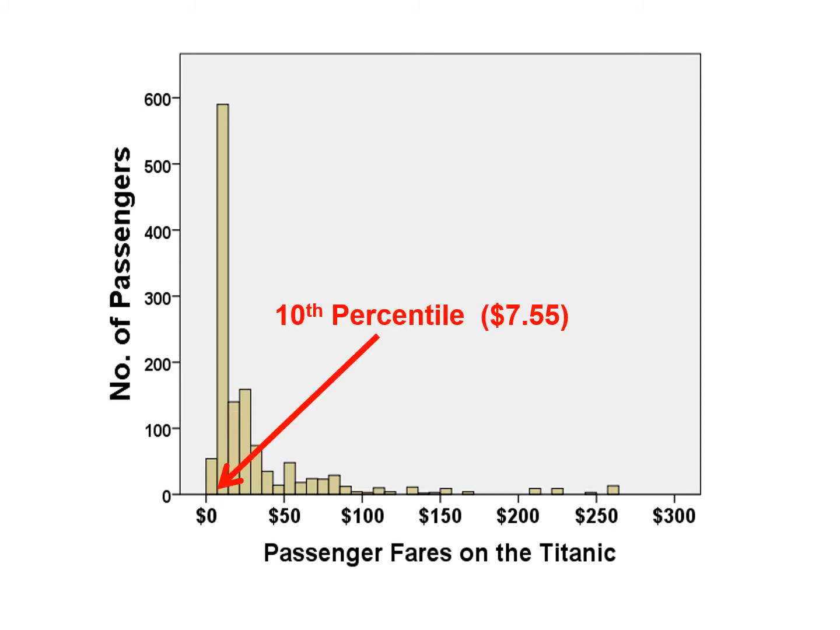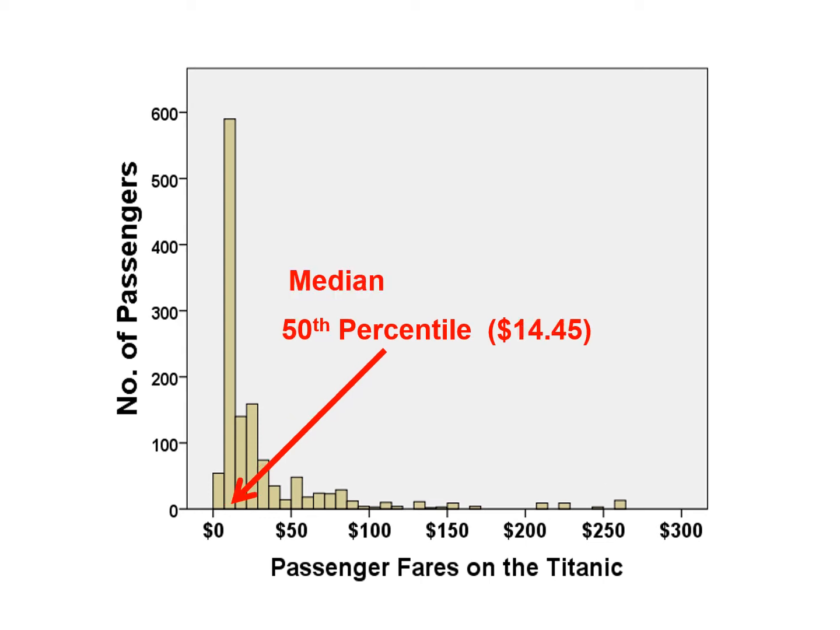The 10th percentile for fares on the Titanic was $7.55. So that means that 10% of passengers paid less than $7.55. They probably slept in the hold of the ship. The 50th percentile, the median, was $14.45. So half of the passengers paid less than $14.45. The other half paid more than $14.45.